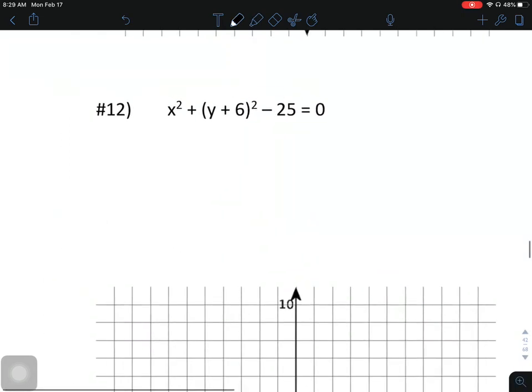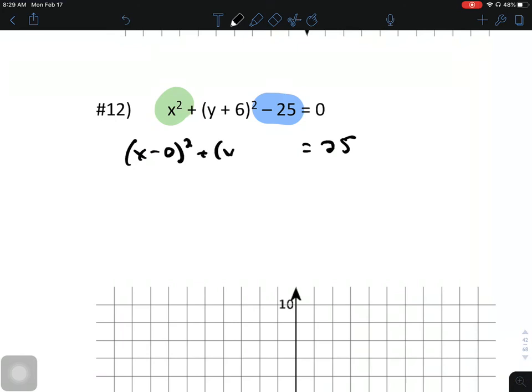This next one, this is not in the format that we're used to at all. First of all, this constant is supposed to be on the right side. So let's add 25 to both sides. Second thing, it's a little bit weird. This just says x squared. Isn't it supposed to be x minus a number? Well, x squared is the same as x minus 0. And then y plus 6 is the same as y minus a -6. So the center for this is 0, -6, and the radius is the square root of 25.